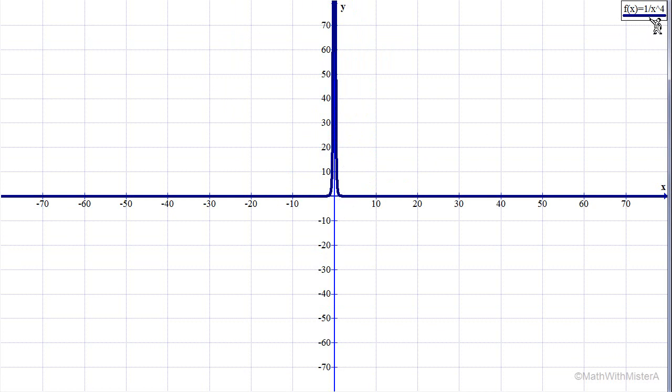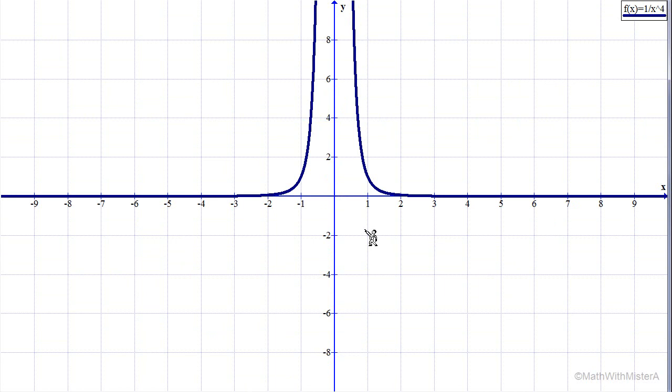And in fact, think about this function 1 over x to the fourth. What is the value of this function when x equals 0? Well, 1 over 0 to the fourth would be 1 over 0, and that's undefined. So our graph actually will not be defined at x equals 0. It will not have a point when the x-coordinate is 0. It's never going to cross the y-axis.